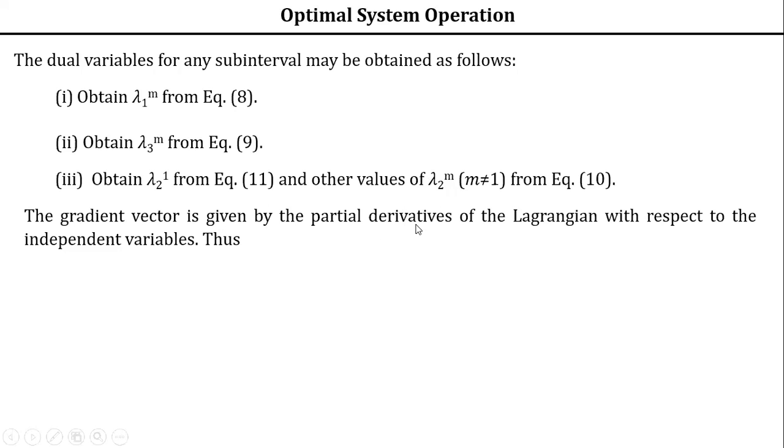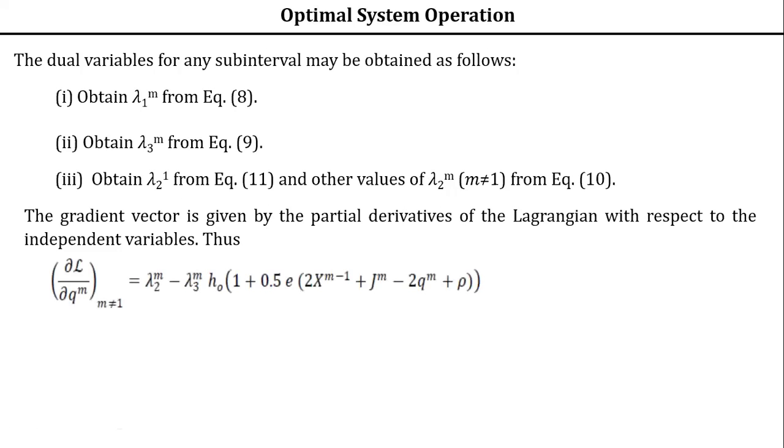Then the gradient vector is given by the partial derivative of the Lagrangian with respect to the independent variables. So how is it given with respect to the independent variables? Q1 is your dependent variable. So other than 1, you take Q of m, where m is not equal to 1, because one variable will be the dependent variable. If you take that one, you are going to get this equation. Same thing which I have shown in the previous slide, that we have taken with respect to Q1 alone.